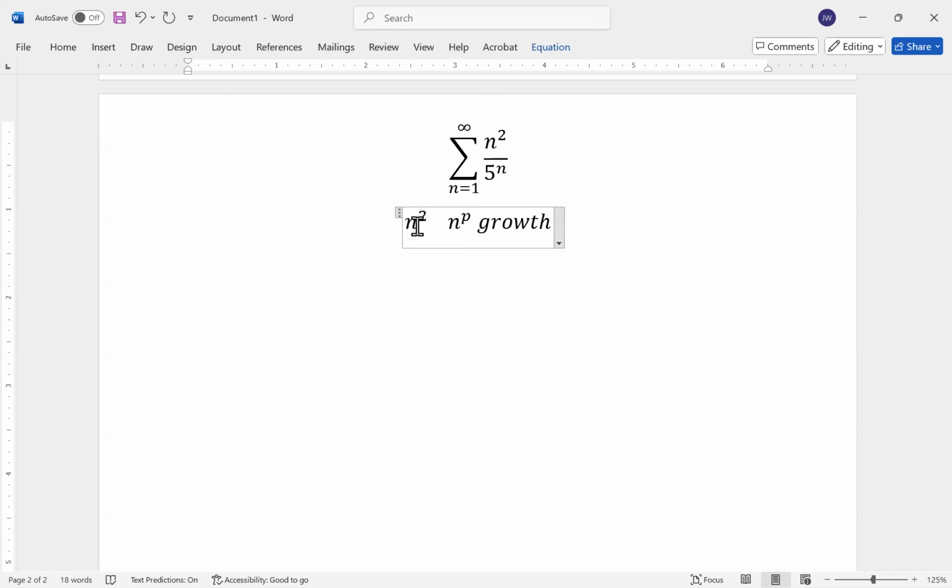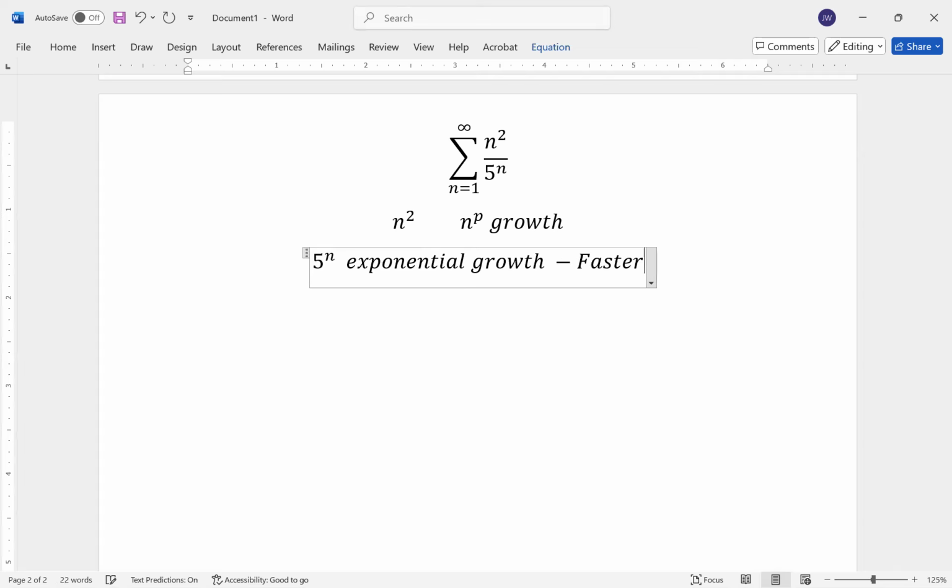I often call this polynomial growth because if the power is a positive integer, then we get a polynomial. But like 2, this is polynomial. Technically, it doesn't always have to be a whole number. But this is n to the p growth versus 5 to the n, which is exponential growth. This one is the faster order of growth.